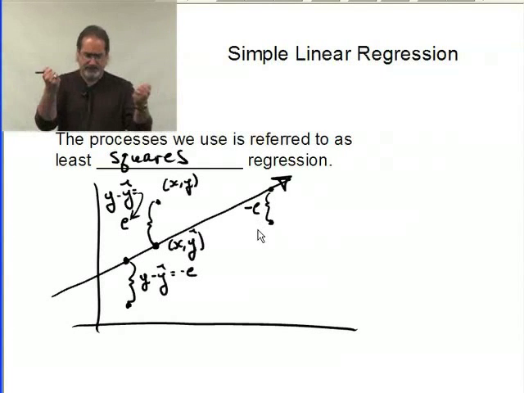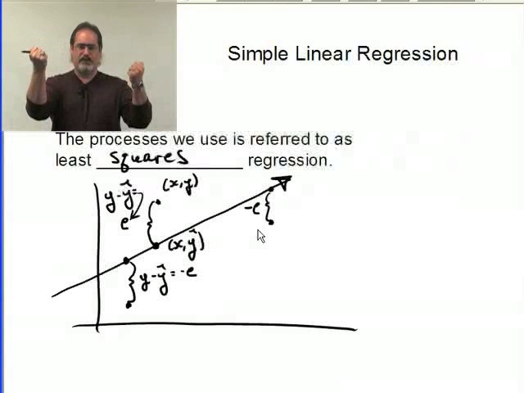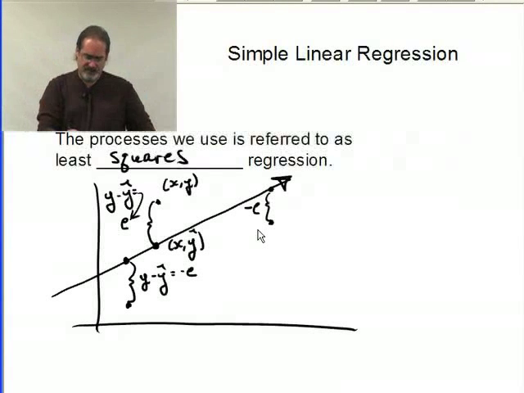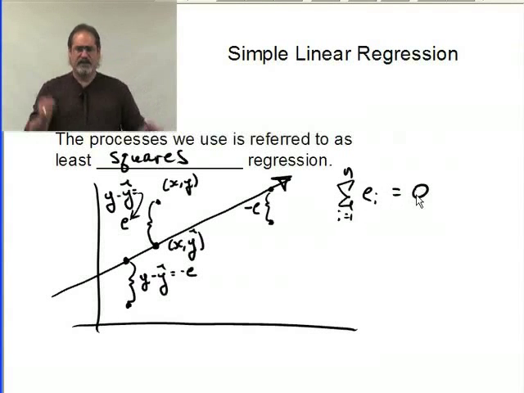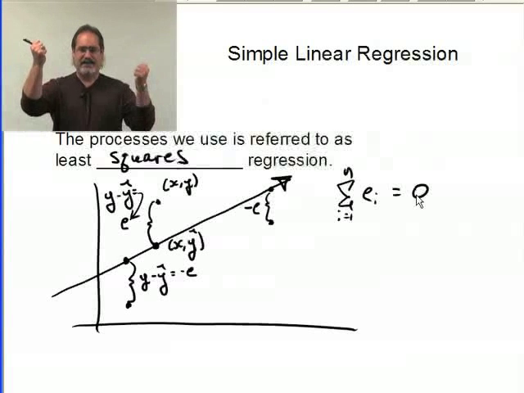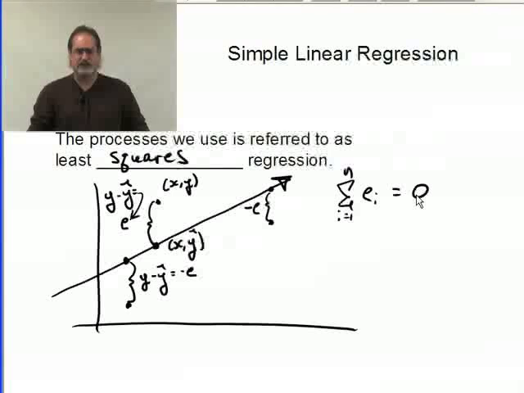Now the idea is I can take this line, change the slope and the y-intercept, move it up or down wherever I need to, such that if I add up the sum from i equals 1 to n of all the errors, it equals 0. I can adjust that line such that those distances, the positive and negative distances, will cancel each other out.